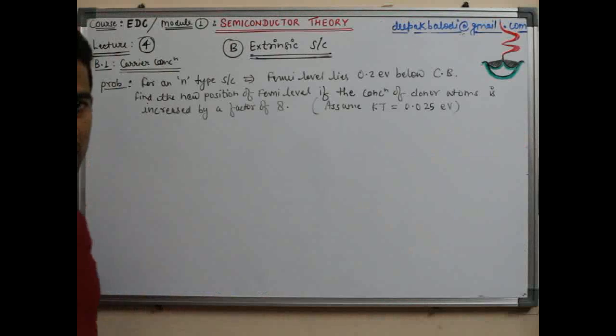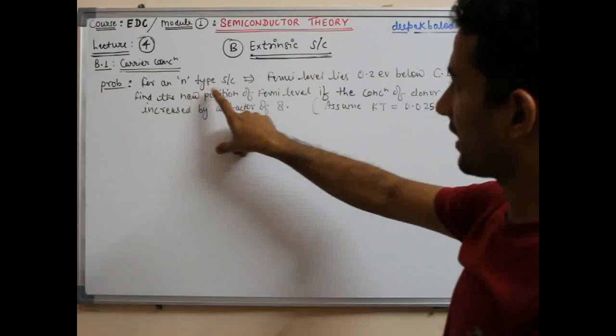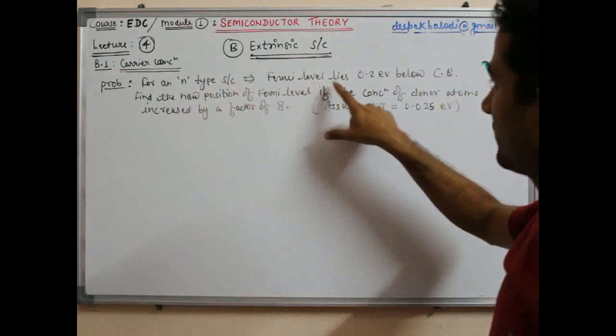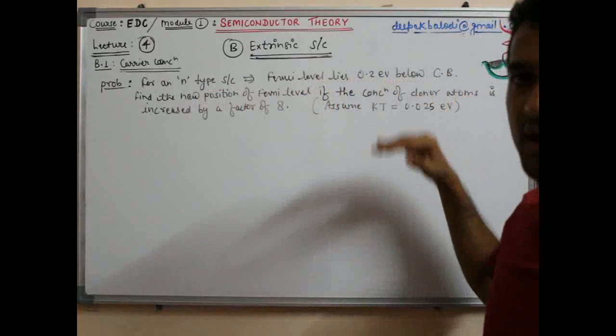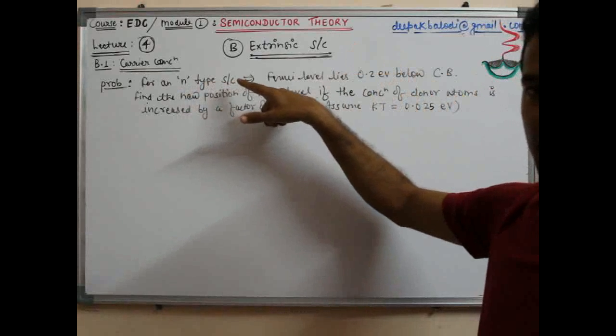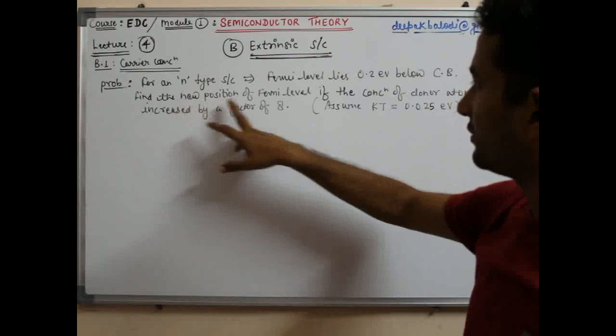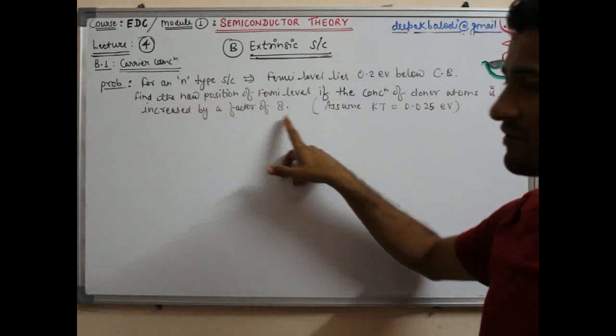Okay, see, this is another problem. Again, it is related to the energy band diagram. It says that in an n-type semiconductor, the Fermi level lies 0.2 electron volt below the conduction band. That's what we expect, that it is very close to the conduction band for an n-type semiconductor. Find the new position of the Fermi level if the concentration of donor atoms is increased by a factor of 8.